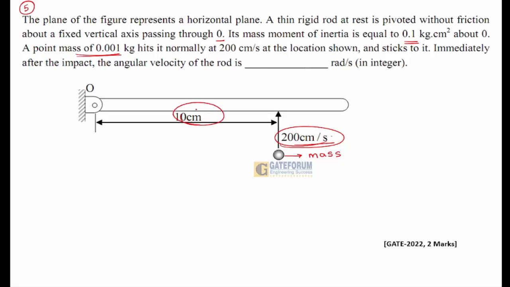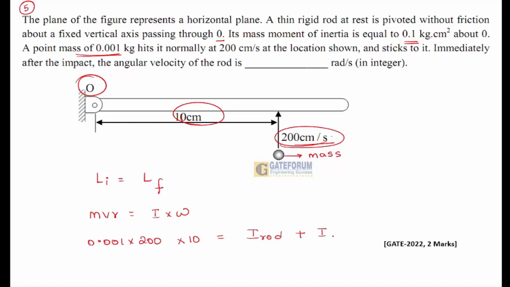Angular momentum of the system will remain the same about O, right? So the initial and final momentum, if we take, is the same. M into V into R should be equal to I into omega, right? I is nothing but for the system. M 0.001 with velocity 200 centimeter per second into a distance of 10 is equal to I of the rod plus I of the particle moment of inertia, right? Into omega. These all are being taken from the point O.